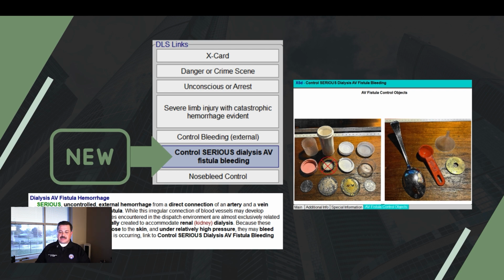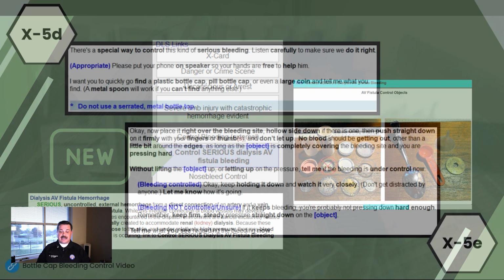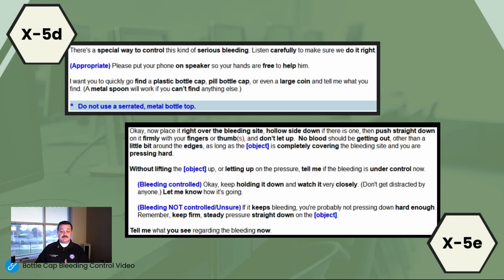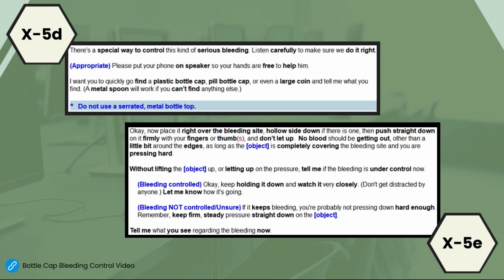Here are the instructions. We're going to ask that they find a plastic bottle cap from a pill bottle or a coin or something similar, though not a serrated metal bottle cap. Once they have it, we're going to ask that they place it right over the bleeding site, hollow side down, and push straight down on it firmly with their fingers or thumb and don't let up. This creates an effect known as a tamponade by trapping the blood inside the cap and assists us with bleeding control. And if done correctly, it has a high chance of success in controlling a fistula bleed.